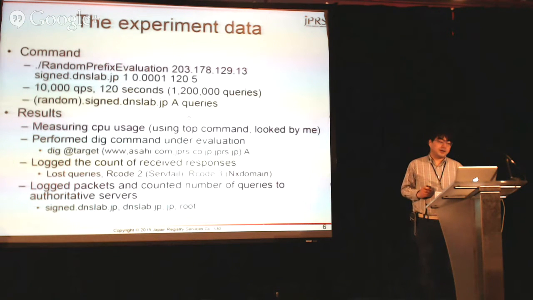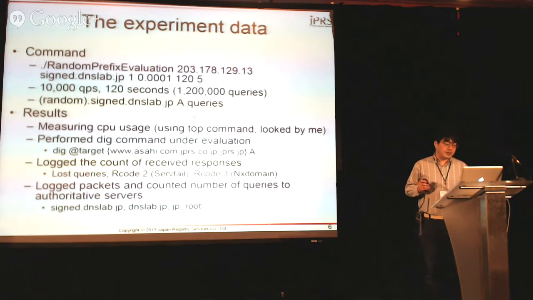And this is one typical experiment. This is the experiment common data. The command is random prefix evaluation, target full resolver address, signed.dnslab.jp, 1, A, and 0.0001, 125. This means 10,000 queries per second, 120 seconds, which generates 1,200,000 queries.